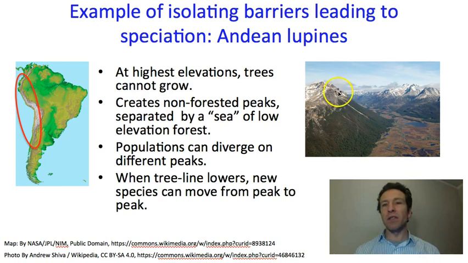There's also big changes in temperature and other conditions. And so a plant that can grow up at the tops will probably do really badly growing down these slopes. What this does is it creates non-forested peaks separated by a sea of low elevation forest. It's not literally water, but it's like water in that it's large and unbroken.